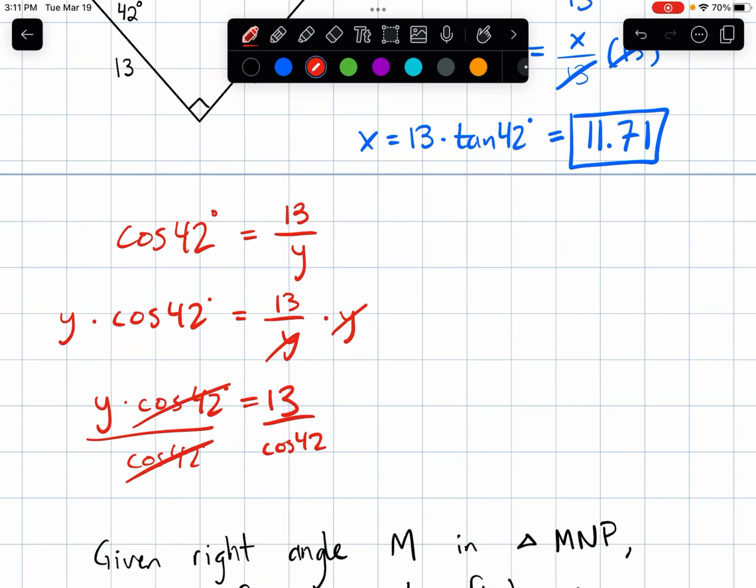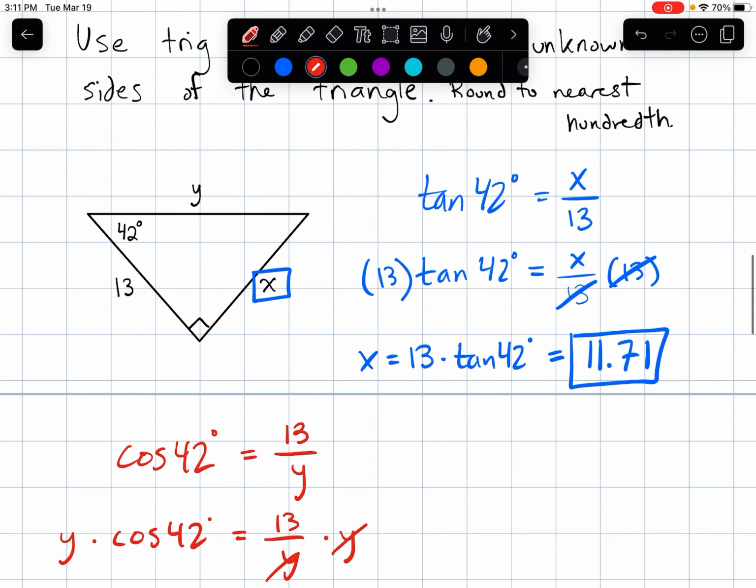And we do get those to cancel on the left. And so now you're just going to go on your calculator and you're going to evaluate 13 divided by the cosine of 42. And you should end up with an answer of about 17.4.